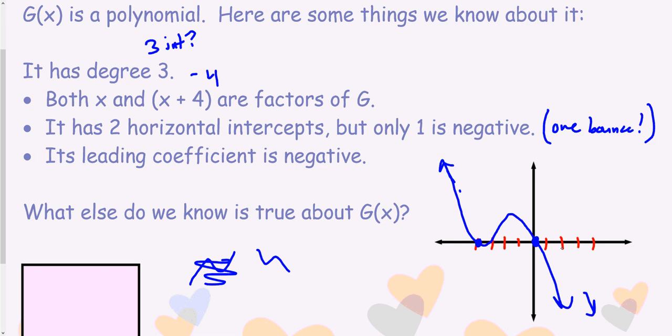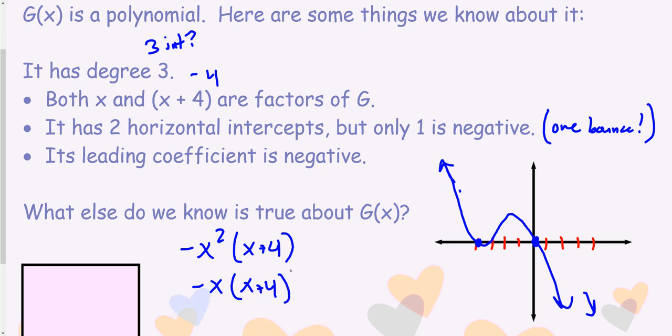Something like that. Again, it's slightly missed there, but you get the point. Either one of those works. And so those functions, there are two potential functions that you could have here. You could have negative x squared times x plus 4, or you could have negative x plus 4 squared.